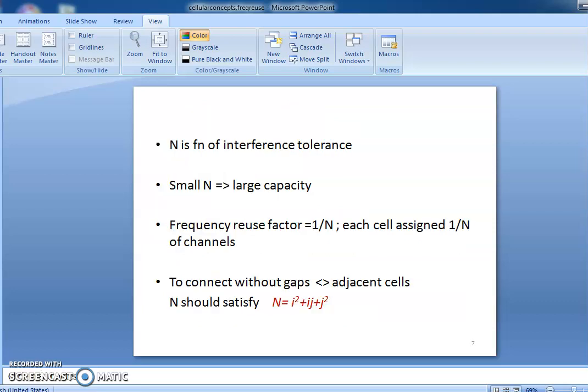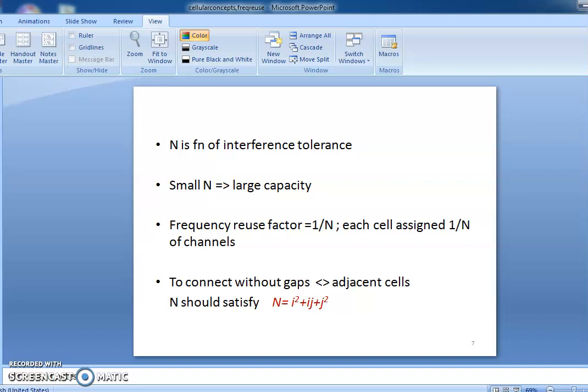Then N is also a function of interference tolerance. Depending upon N, interference tolerance can vary. If I utilize a small value of N, I can get more capacity. Next is the frequency reuse factor. What is the frequency reuse factor? It is 1 by N. That is, each cell is assigned 1 by N of the channels. That is called the reuse factor.